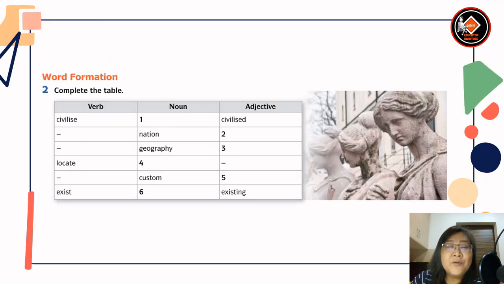Now for word formation. Complete the table. So you have first column verb, second noun, and the third adjective. Okay, so civilize is a verb, the noun is civilization, and the adjective is civilized. Next we have nation. It is a noun, so the adjective is national. And next we have the noun geography, the adjective is geographical.